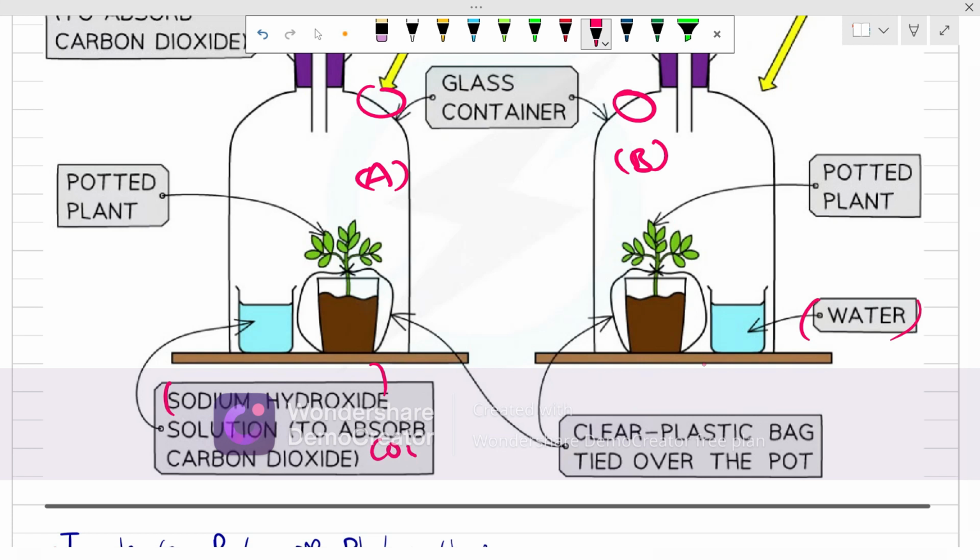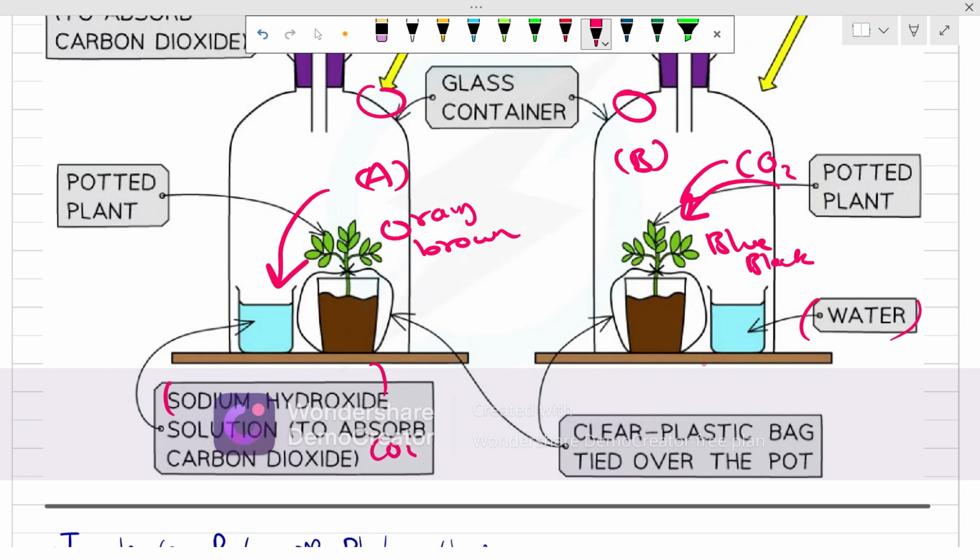What's going to happen is that this plant is going to be orange-brown, and this one will be blue-black. Because this one is able to absorb all the CO2, and in this case, all the CO2 is being absorbed by the sodium hydroxide. So this plant is not able to absorb any CO2.